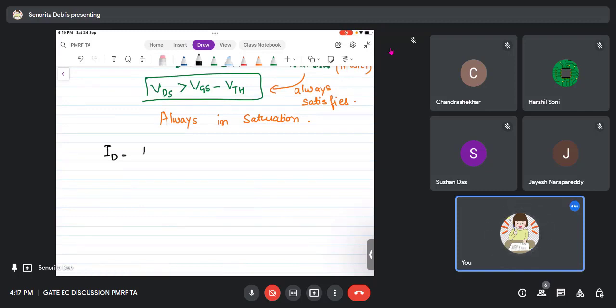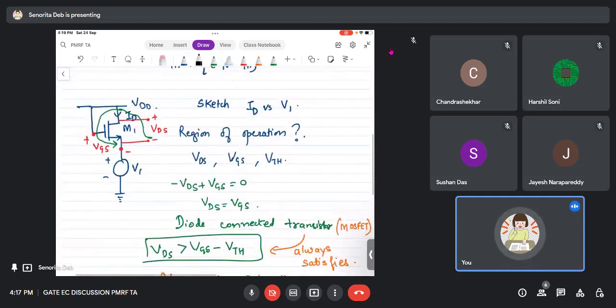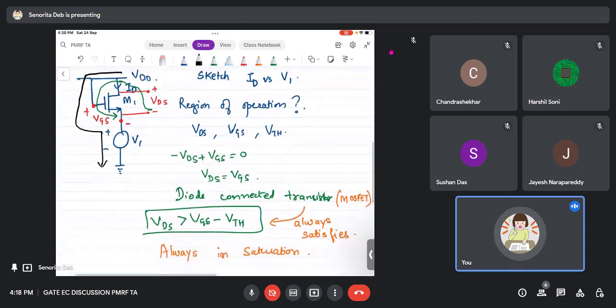That means which formula will I use? ID equals half mu n COX W by L times (VGS minus VTH) whole square. Okay, now I will write the value of VGS. What is VGS? Apply KVL from the known values. So whatever is known is VDD and V1. By known I don't mean numerical value. By known I mean what is the voltage that is applied. So I can put a KVL this way, right? The black path. That is the KVL.